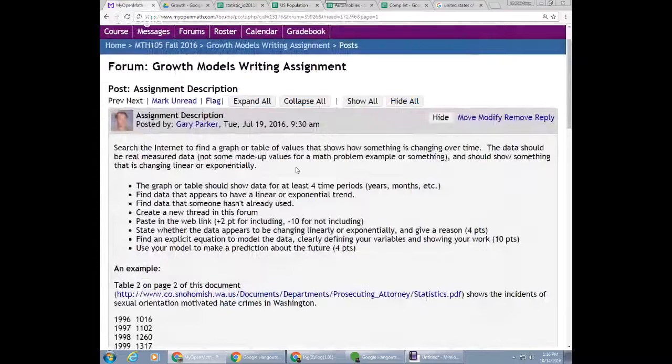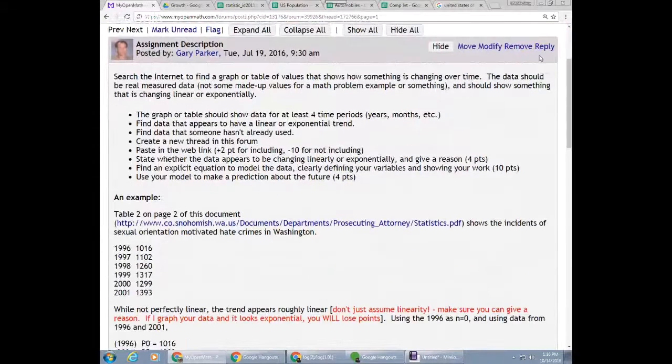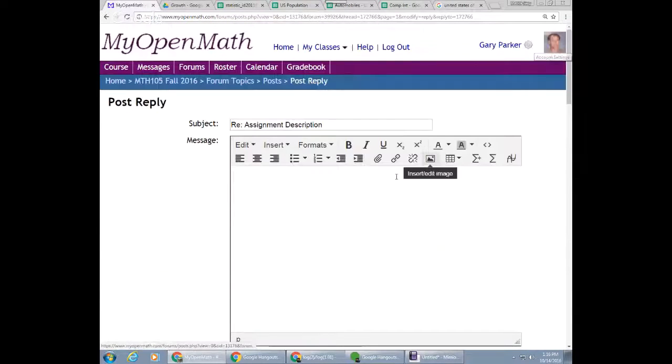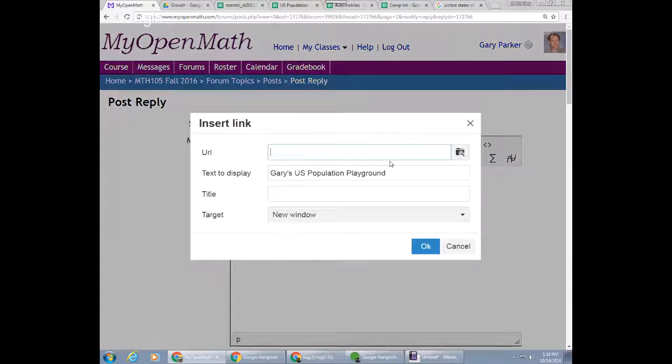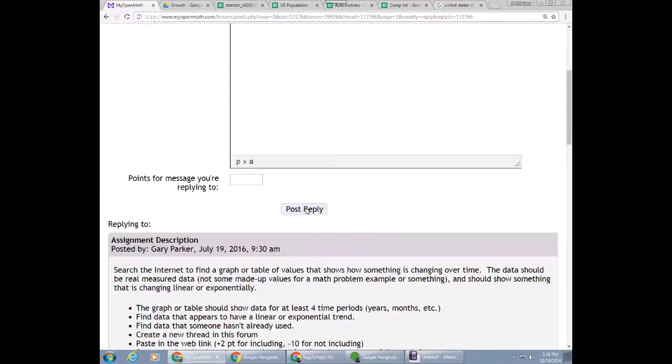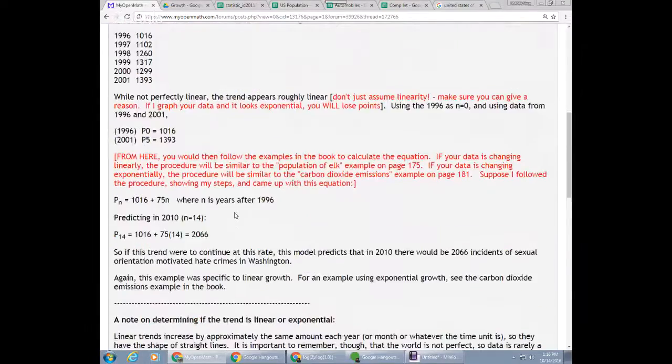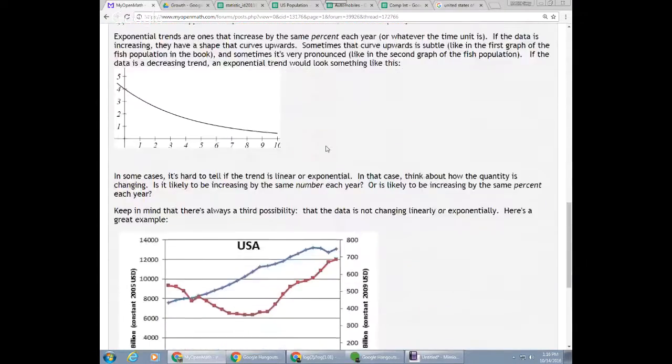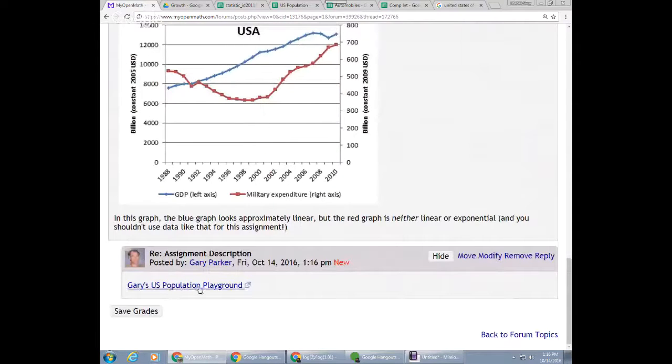And so I will share this. Let's see, I can reply to this right here. And I can throw in the Aries US population playground, hyperlink that to that spreadsheet. Yeah, so when you go to the growth models, you'll see underneath there should be my sample here.